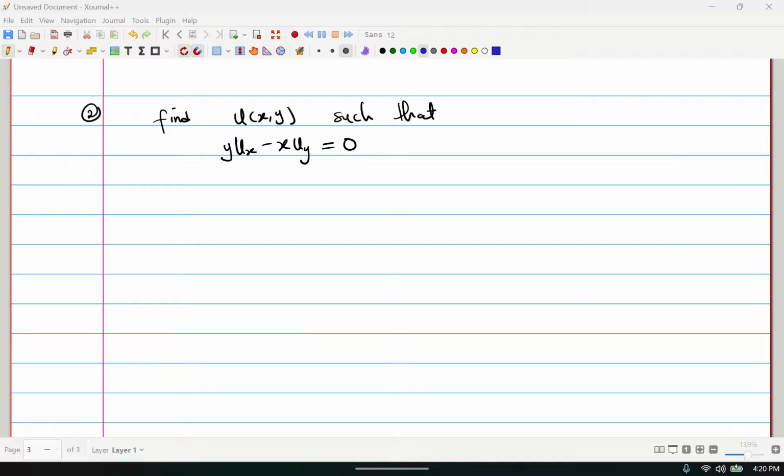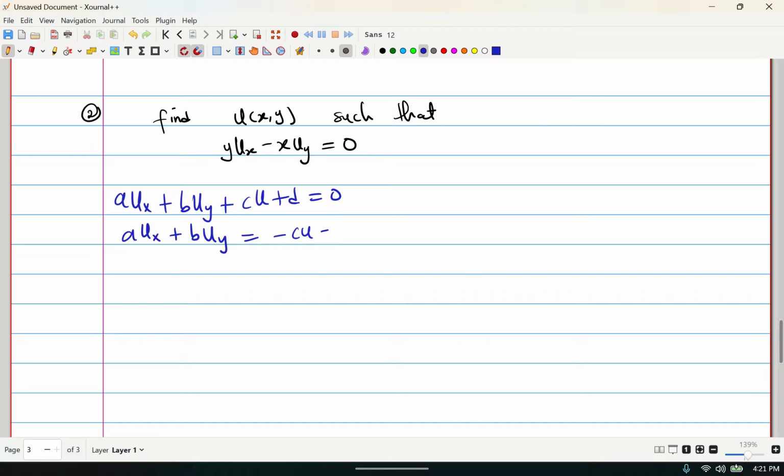Okay. So again, we always start by comparing with the general first order PDE of this form, a u_x plus b u_y plus c u plus d equal to 0, where we can rewrite it as this form. And we said that using the method of characteristics, we set dx/ds to be equal to a, dy/ds equal to b, and then du/ds is equal to minus cu minus d. And then we solve this system, right?